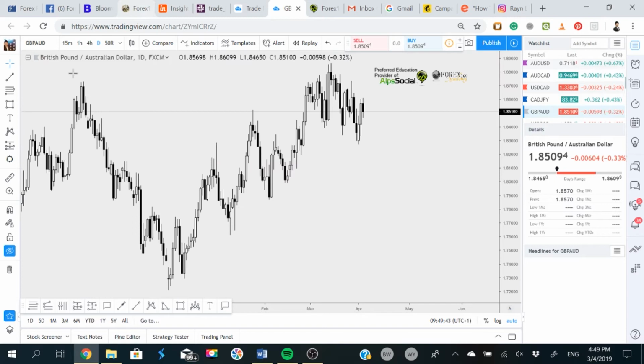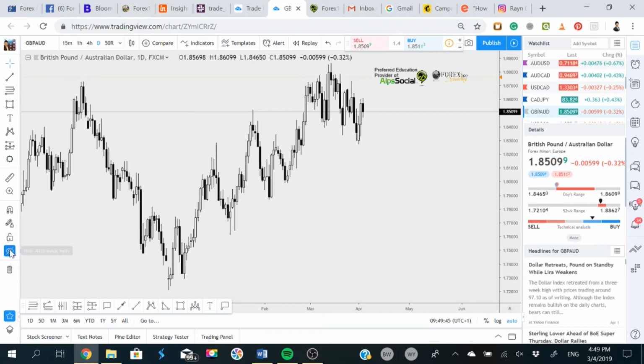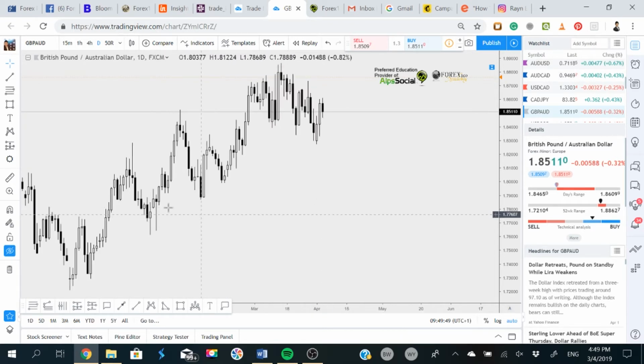Alright, so head down to Pound Australia. Pound Australia on the daily chart is quite choppy, but if you look clearly, there is a potential flag pattern. Later I'll share it out with you. So I do see that there is a potential of even an extension upwards.